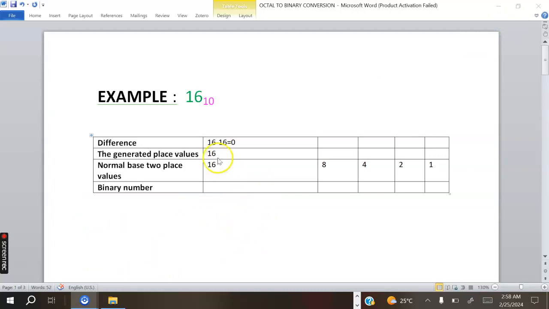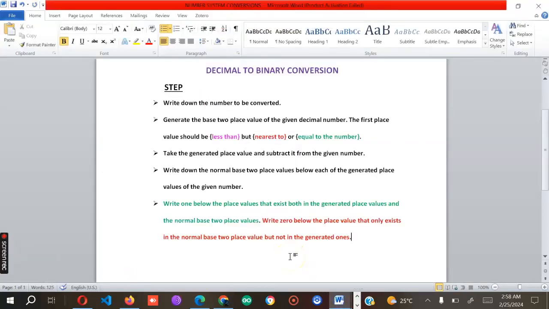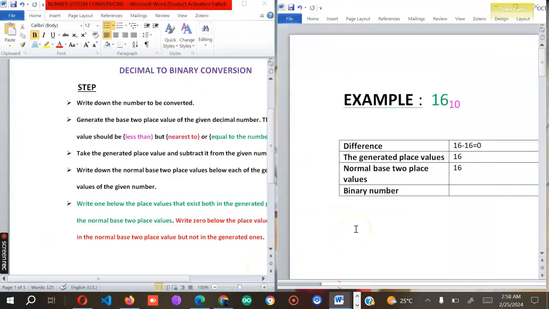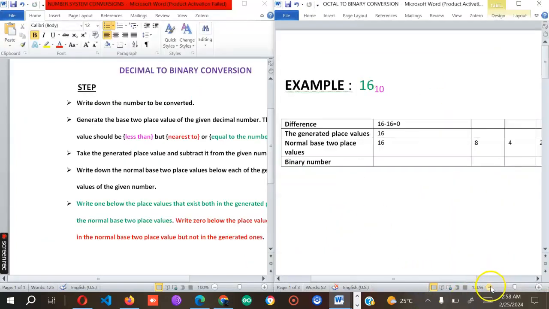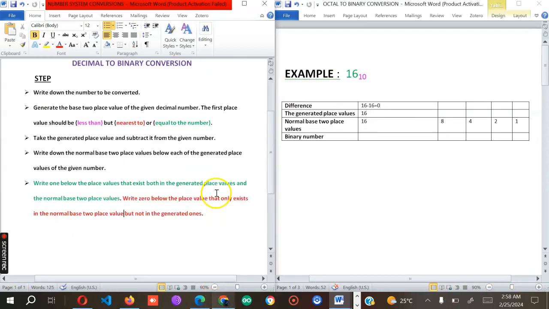Remember we have said that if you get the generated value, which is the same as on the normal base 2 place value, you're supposed to write 1. I hope you have noted this one. Okay, let me put this. I hope you are seeing. Look at the rule. We have already done that. The nearest number is 16.